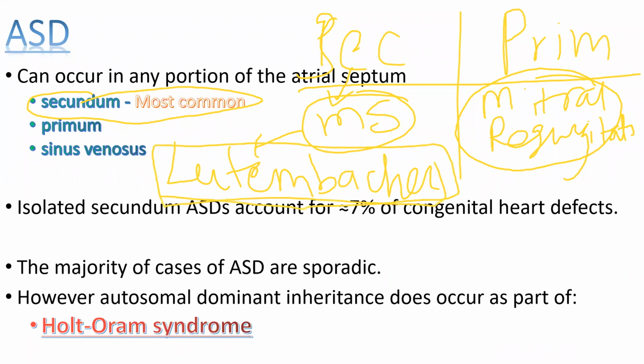Now, one more thing I must not forget to tell you, that whenever the patient has a primum ASD, they are generally going to have left axis deviation, right? And those who suffer from a secundum ASD are generally going to have right axis deviation. And there is a very simple way I remember this thing. All of you tell me, of the septum primum and septum secundum, which one is right side and which one is left side?